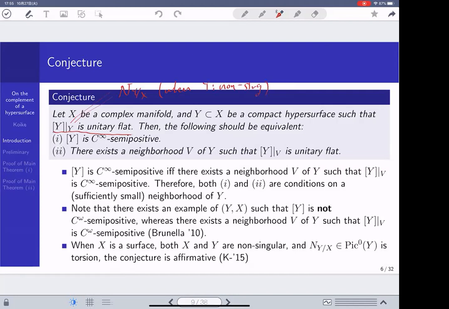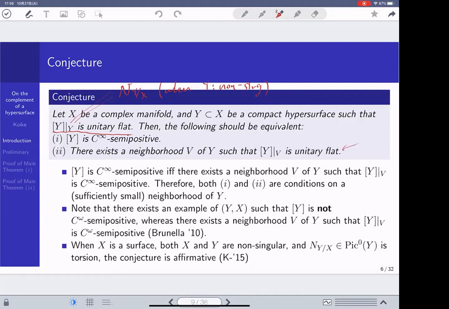Then the following should be equivalent. The first condition is that the line bundle of Y is C infinity semipositive. The second one is that there exists a neighborhood V of Y so that the line bundle of Y restricted to V is C infinity semipositive.